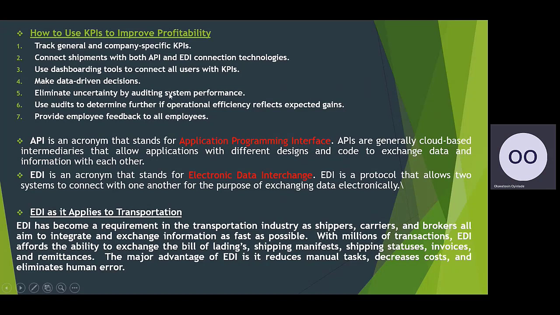Then eliminate uncertainty by auditing system performance. You do an audit and drill down to say, the fear is this route is making a certain amount, we are spending so much on fueling, so much on fleet maintenance. Is it doing well? Is it not doing well? You are able to look at other factors, at the bottom line, to say it's still bringing in something. Fine, the fuel cost might be high, but we are still having at least some percentage of profitability in it. Then use the audit to determine further if operational efficiency reflects expected gains.